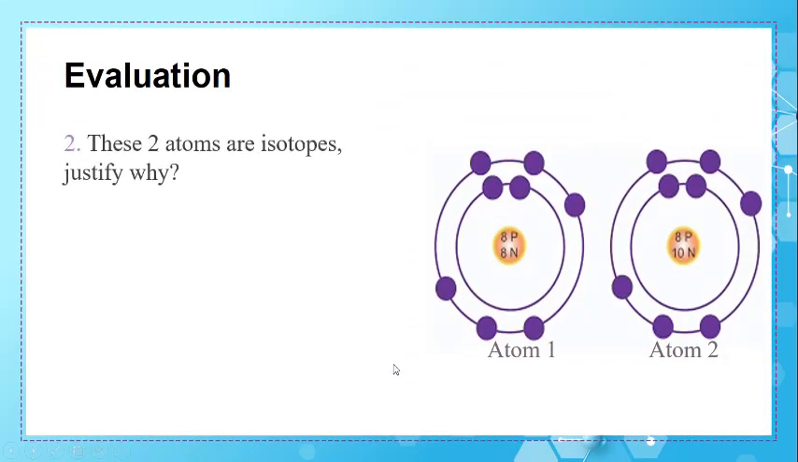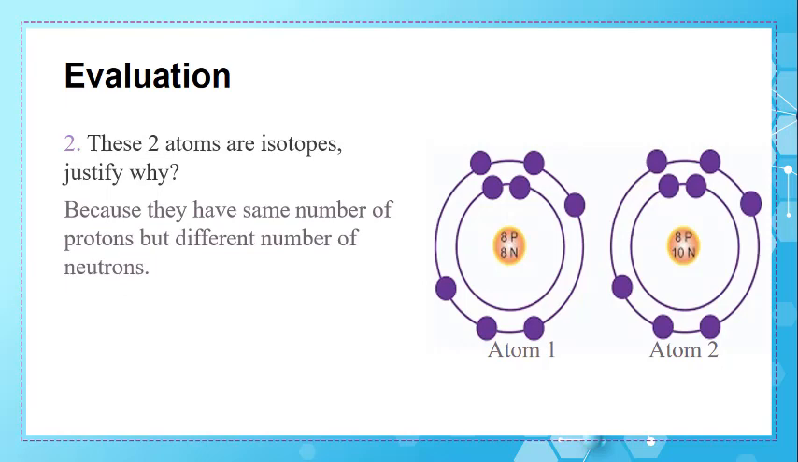These two atoms are isotopes. Justify why. These two atoms are isotopes because they have the same number of protons but different mass number, or different number of neutrons.